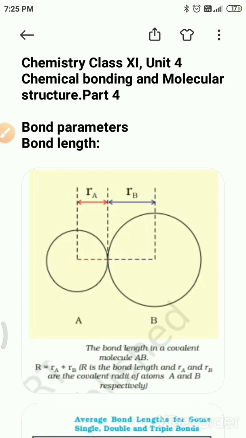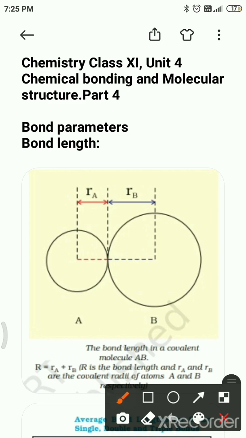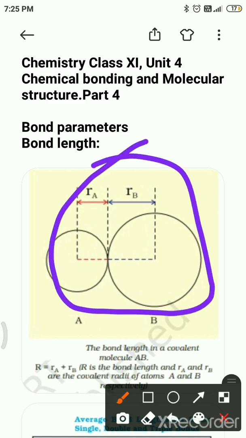Bond length is defined as the equilibrium distance between the nuclei of the two bonded atoms in a molecule. Bond length can be measured by spectroscopic, X-ray diffraction and electron diffraction techniques. Each atom of the bonded pair contributes to the bond length, as per the example diagram that we have to discuss.